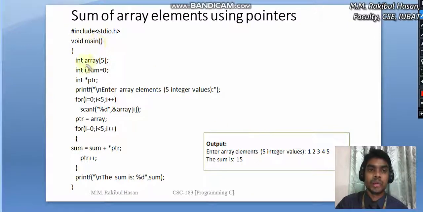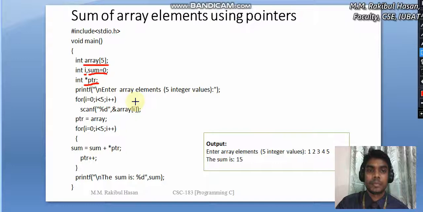Here I am declaring an integer type array. Our array name is array and the array size is 5, which means it can store 5 integer type values. Then I am declaring two normal variables, i and sum, and the initial value of sum is 0. Now I am declaring an integer type pointer, because this pointer will indicate this integer type array. That's why the pointer type should be integer.